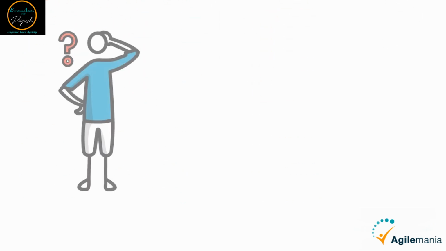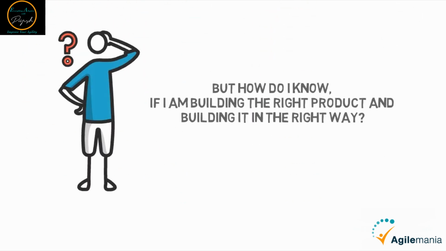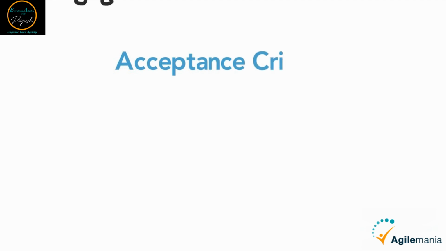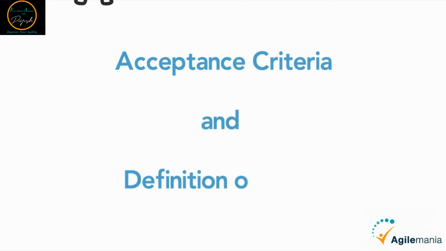But how do we know if we are building the right product and building it the right way? The answer is to know your acceptance criteria and definition of done. So, what is this acceptance criteria and definition of done anyways?